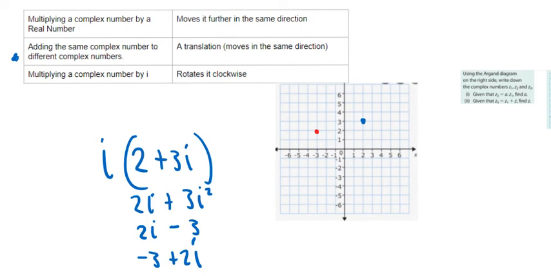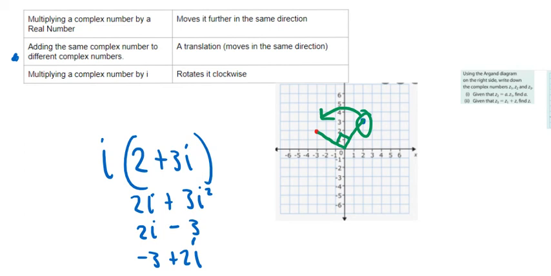So it ends up here. It might be a little bit awkward to see there, but what actually happens is it's moved the point 90 degrees. So it's actually moved it anti-clockwise 90 degrees. It's moved the point from there around to here.